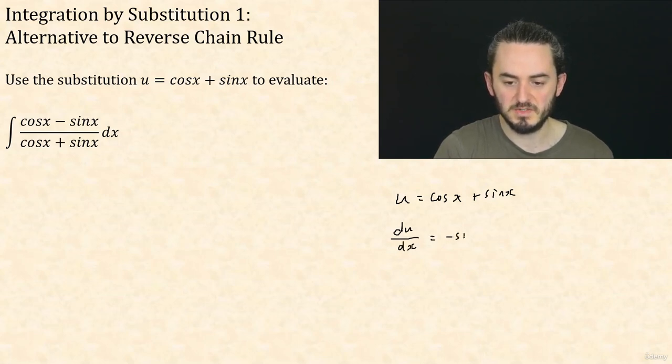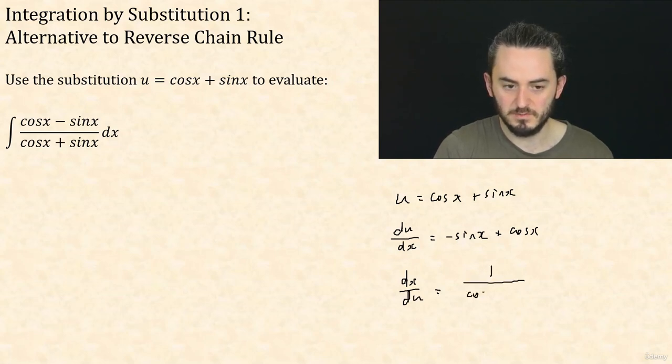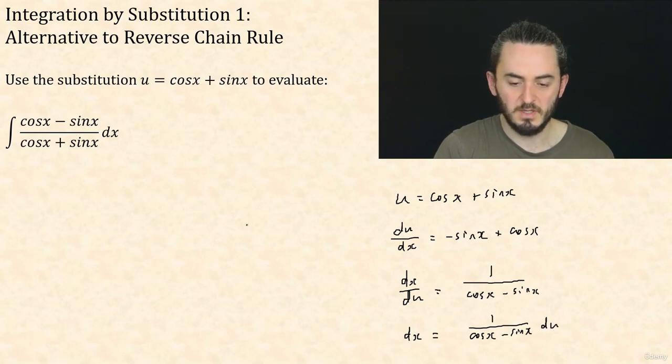Well, I get minus sine x plus cos x. And that means that dx by du is 1 over this. So 1 over, I'll just flip that around to make it look nicer, cos x minus sine x. And finally, the little change in x, the thing I'm interested in, is 1 over cos x minus sine x du. So now I can actually embed my substitution into here.